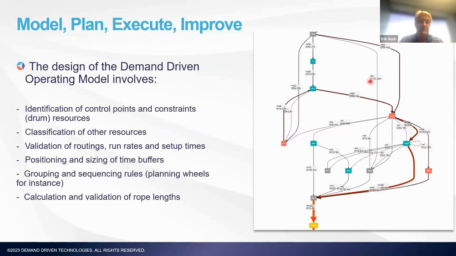But part of the process is to analyze the environment, because you've got some critical decisions to make in setting up your demand-driven operating model. First and foremost, the identification of your control points and what constraints you're going to utilize in your production environment. You then need to classify other production resources, whether they will be a free resource, infinitely scheduled, or a free resource that has time buffers on it, maybe an external process, things like that, that is outsourced for various reasons.